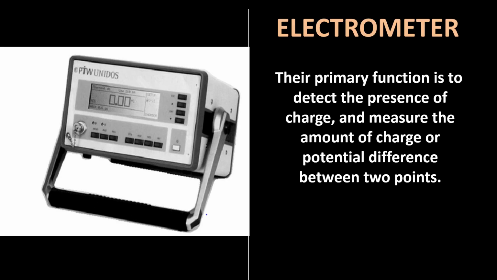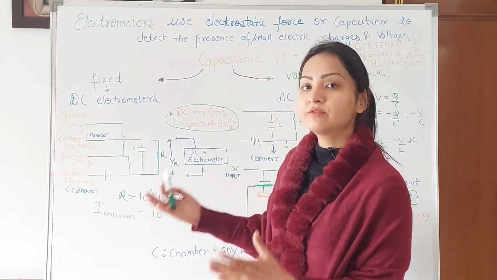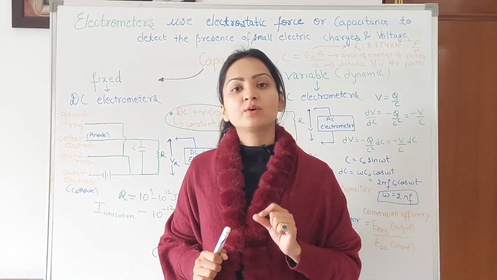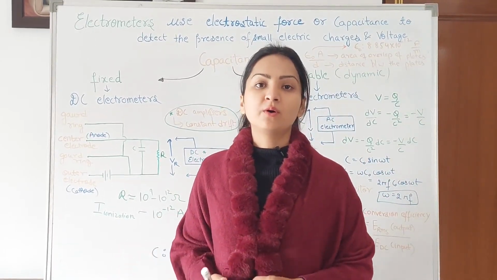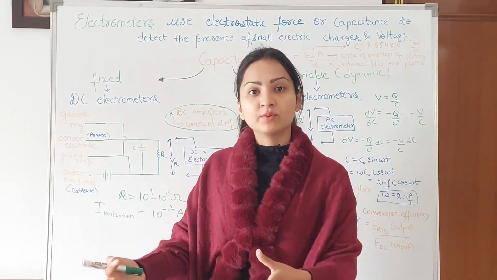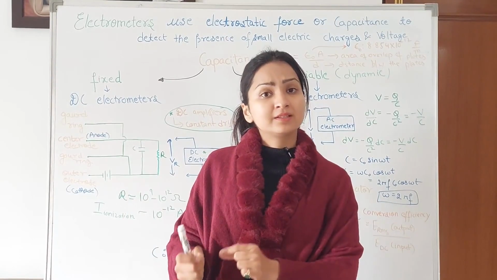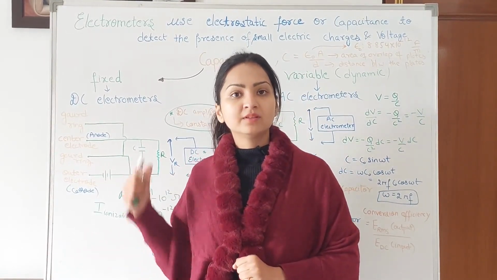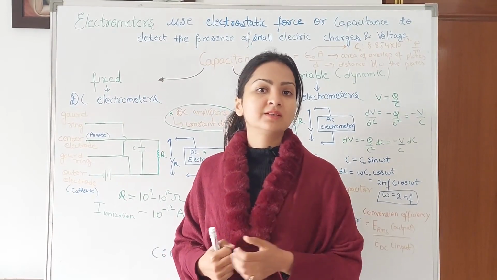The basic principle of operation for an electrometer is the use of electrostatic force or capacitance to detect the presence of small charges or voltage. Now this electrostatic force has already been discussed for the case of the gold leaf electroscope, wherein this principle was used to detect the charges.